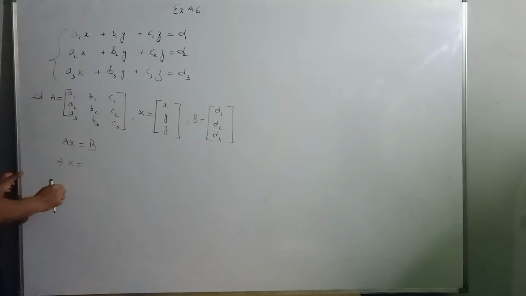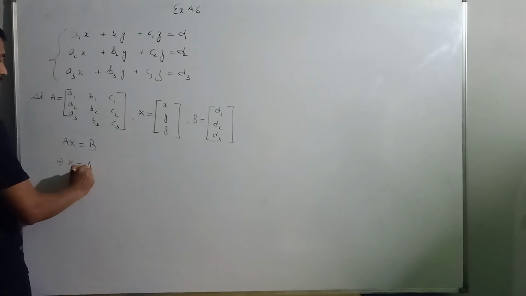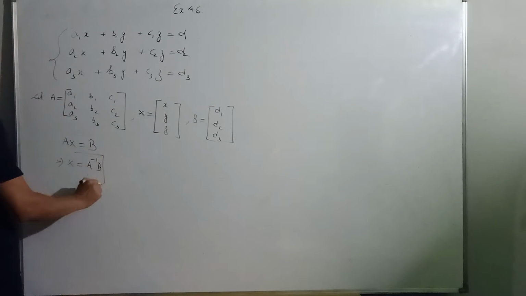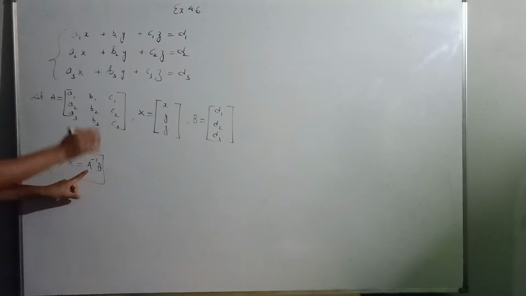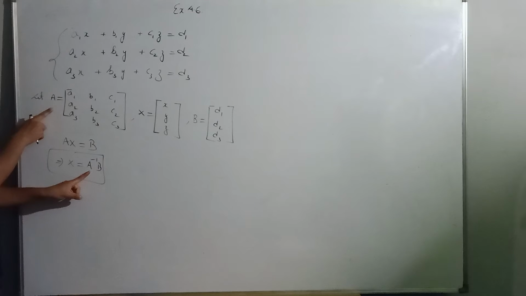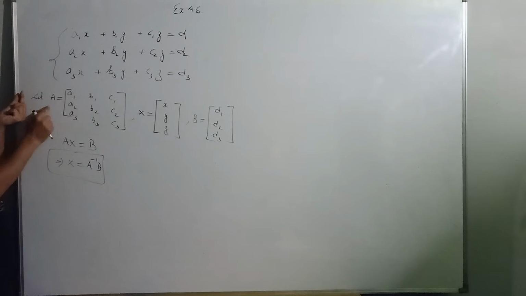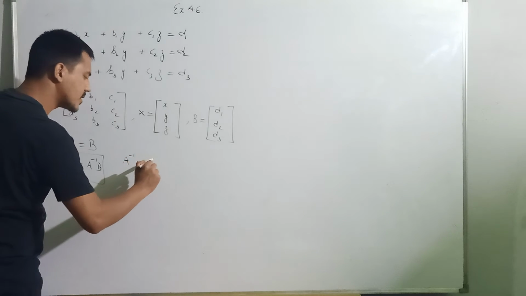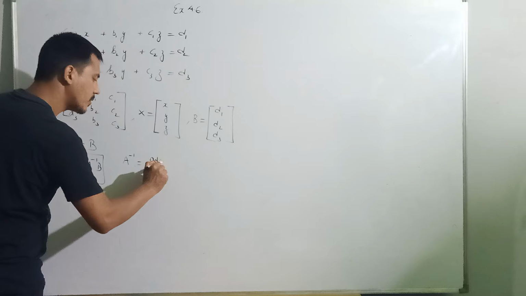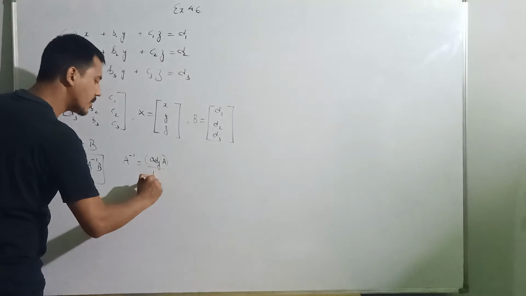How can you find out the solution? By writing X equals to A inverse B. So this is known as your matrix method. We can find out A inverse only if A is non-singular, right? Only if A is non-singular, then we can find A inverse using the formula A inverse is equal to adjoint of A divided by determinant of A.